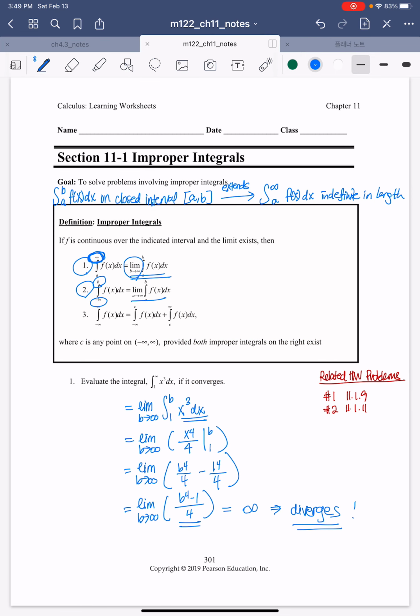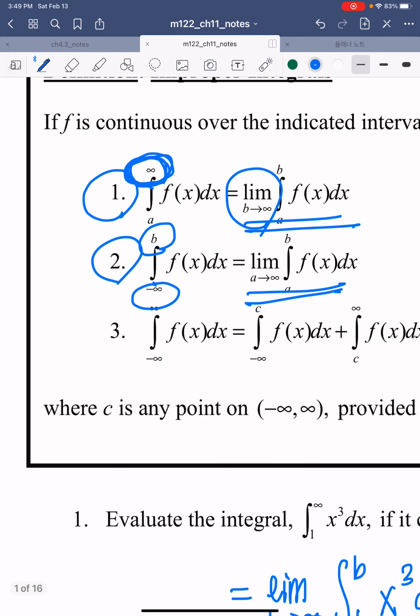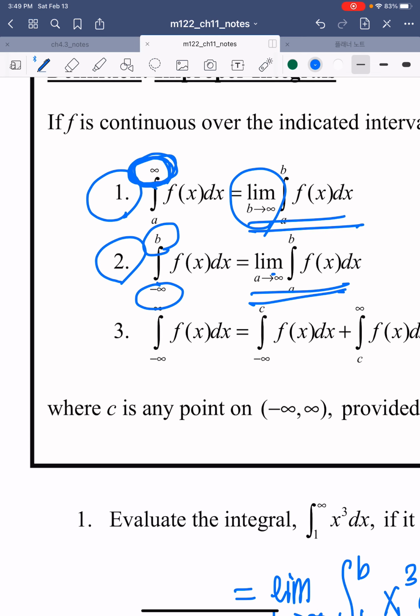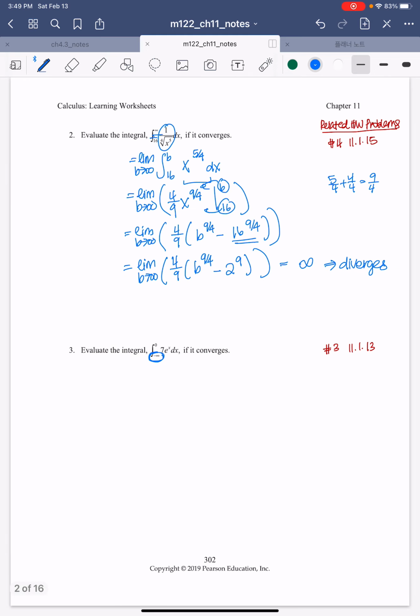So I'm going to rewrite it as limit as a approaches negative infinity. There should be a negative right there. It's a typo. There should be a approaches negative infinity of the integral from a to b of f of x dx. All right, so rewriting limit as a approaches negative infinity by one of the rules that we discussed in the past semester.